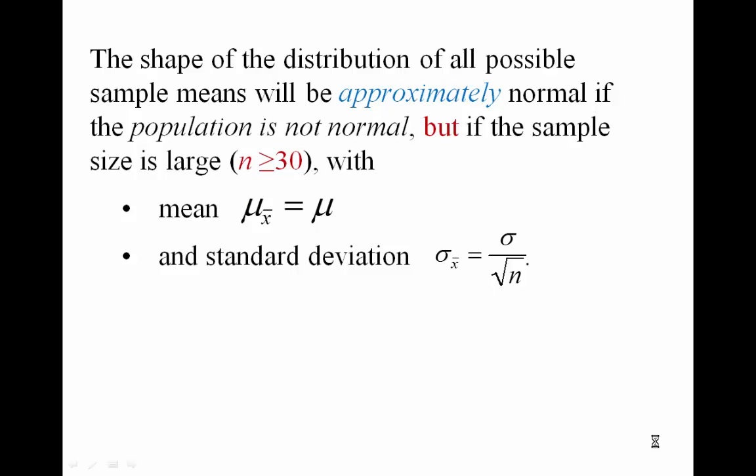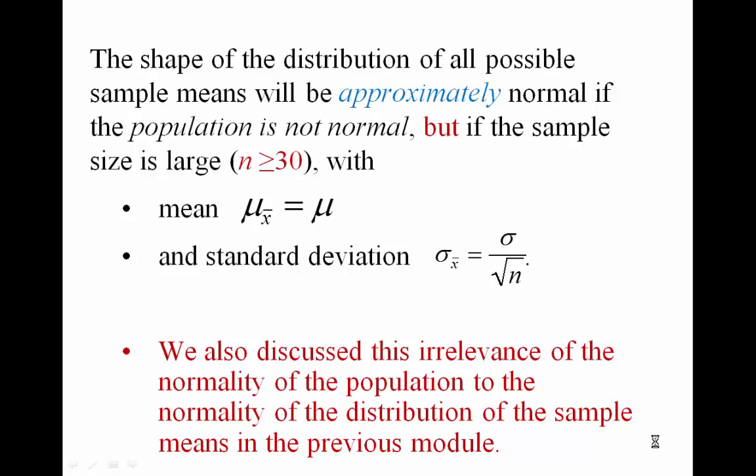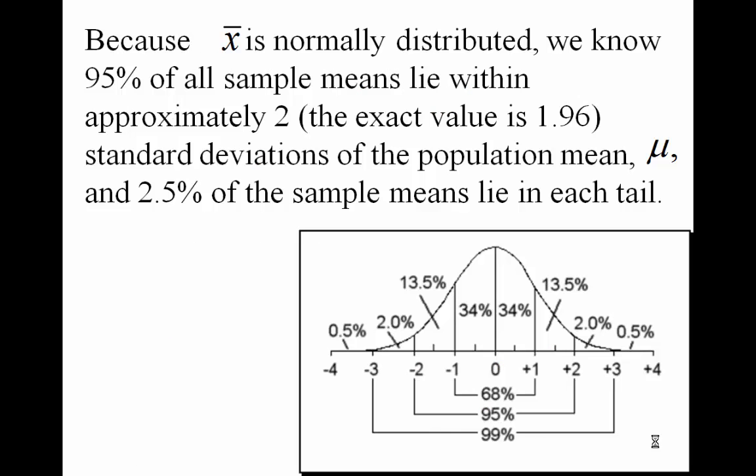The shape of the distribution of all possible sample means will be approximately normal if the population is not normal, and we've encountered this before. But if the sample size is large, and it doesn't have to be huge, just a sample greater than or equal to 30, then we have that same condition. The mean of the distribution of means is equal to the population mean, and the standard deviation will be equal to the population standard deviation divided by the square root of the sample size. We also discussed this irrelevance of the normality of the population to the normality of the distribution of the sample means in the previous module.